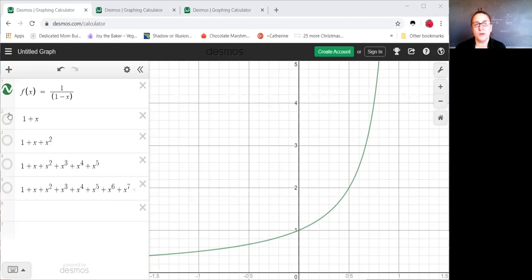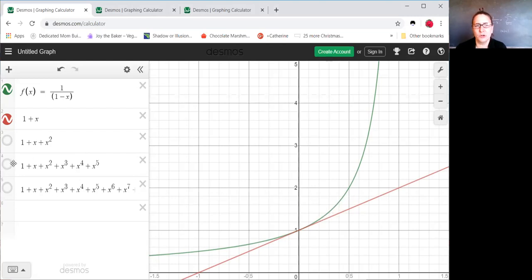Okay, so now the first one is just 1, so that's not very interesting. So I took the partial sum S1, which would be 1 plus x. All right, that's that line. You see, it's a close approximation only very close to the point x equals 0. Pretty much, that's not a great approximation, right?